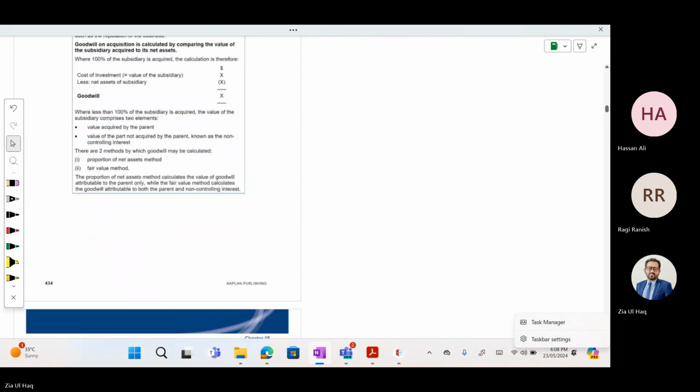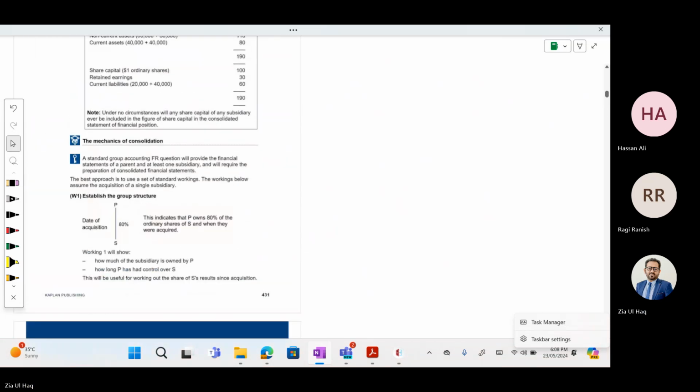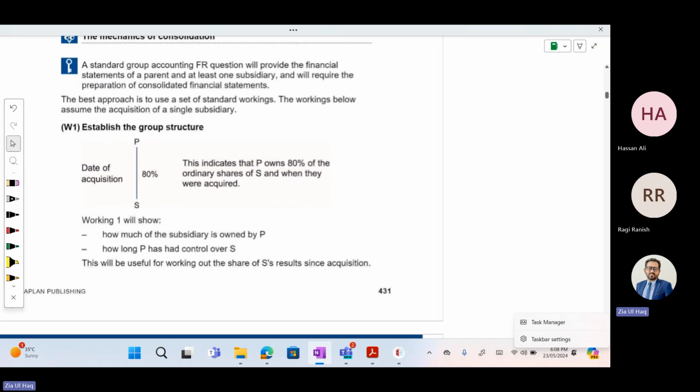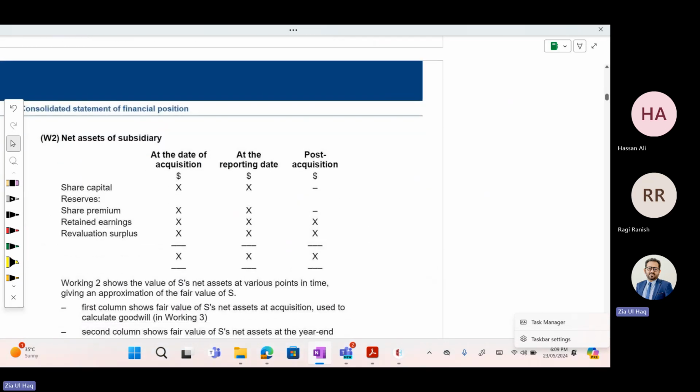Okay, now we should study something. First we need to find the holding of the parent company in the subsidiary. Through this, we will be able to identify the holding of non-controlling interest. This is important. Secondly, we need to identify net assets of the subsidiary at the time of acquisition, which includes share capital, share premium, retained earnings, any revaluation surplus, at reporting date, and what is the change.